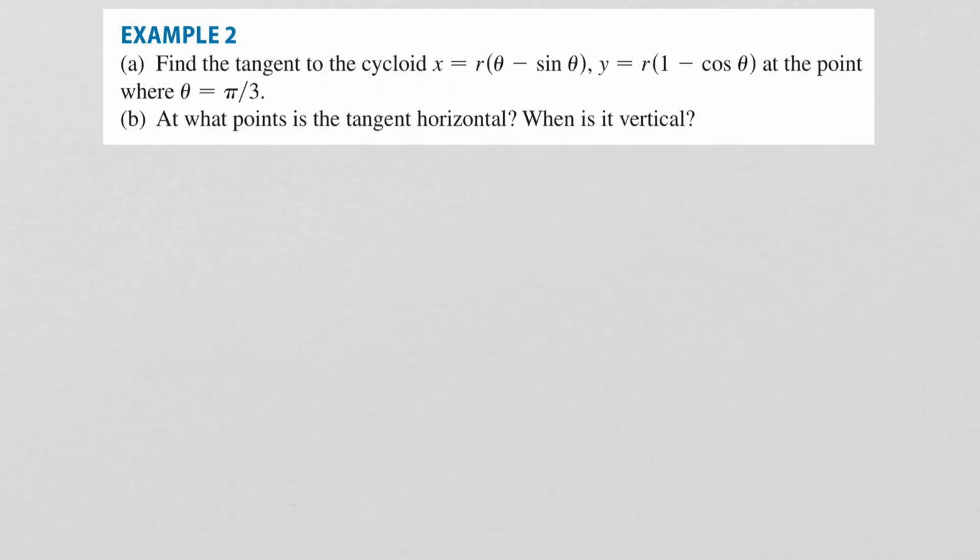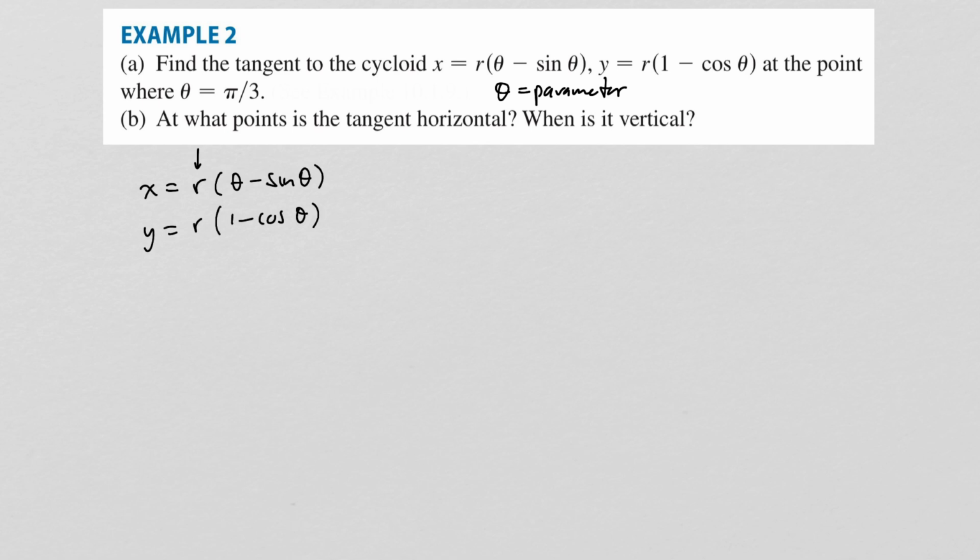In our next example, we want to find the tangent to the cycloid, which is given by the parametric equations x equals r times (theta minus sine of theta) and y equals r times (1 minus cosine of theta) at the point where theta is equal to pi over 3. So the important thing to know here is that in your function x, which is r times (theta minus sine of theta), r is a constant. Theta is the parameter. And y is equal to r times (1 minus cosine of theta).